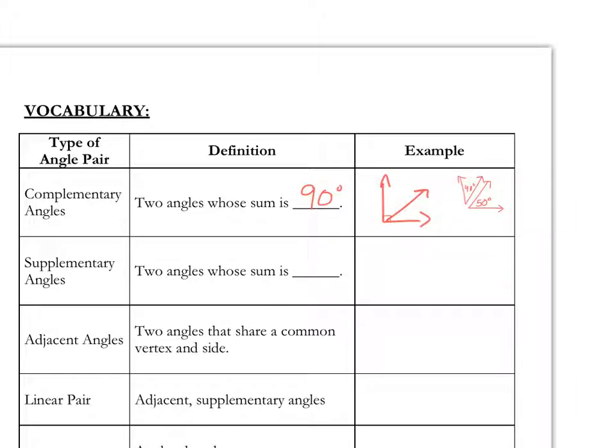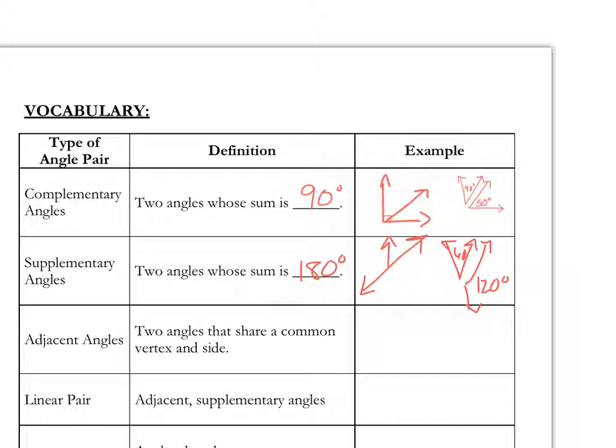Supplementary is two angles whose sum is 180. So there's a 180 degree angle, make it half. Then you could also have two angles here. One could be 120, one could be 60. So that also works to be supplementary.